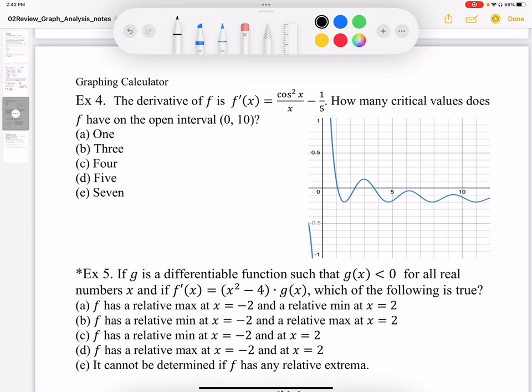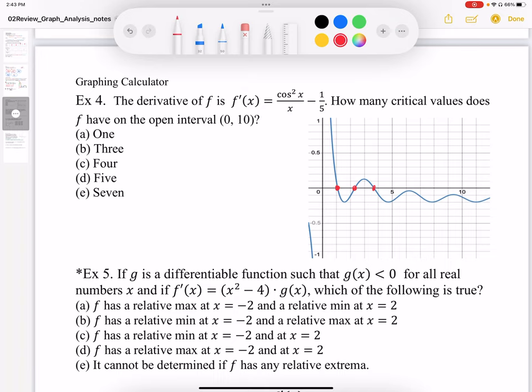The question says, how many critical values does f have on the open interval from 0 to 10? We're not going to include 0, so we don't need to worry about the asymptote at 0, but we need to consider where the graph crosses the x-axis. The graph crosses the x-axis here, here, and here. So we have 3 points where it crosses the x-axis. Those are critical points that we have to consider.